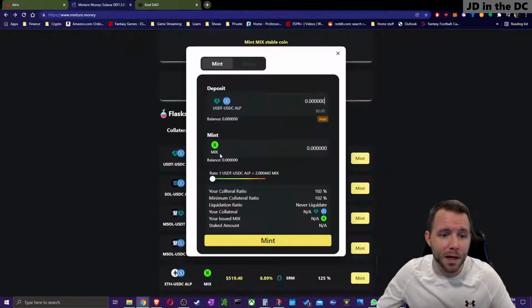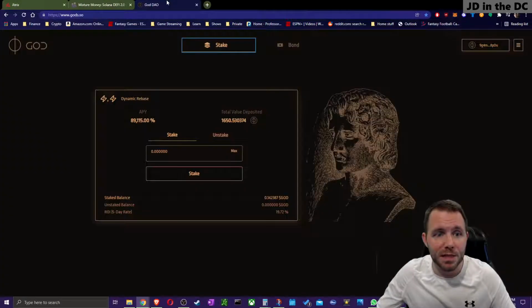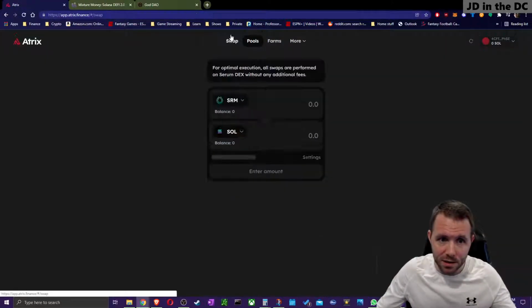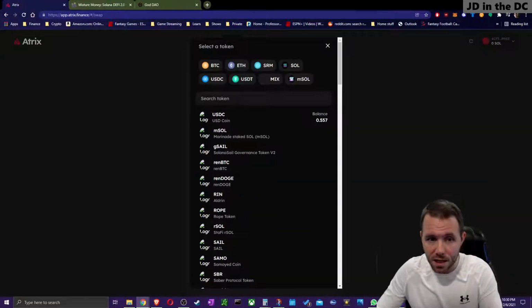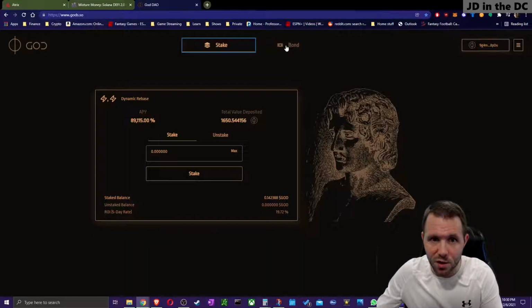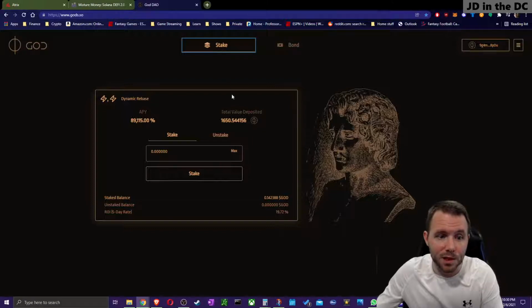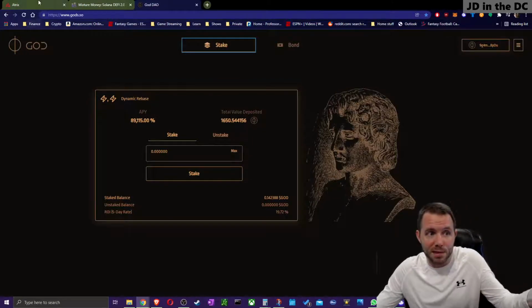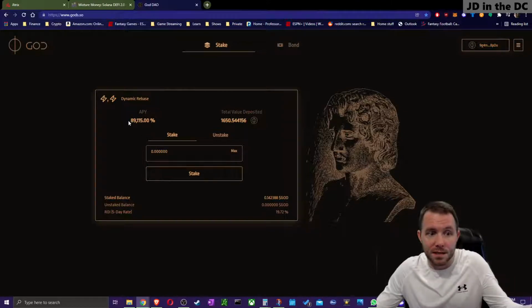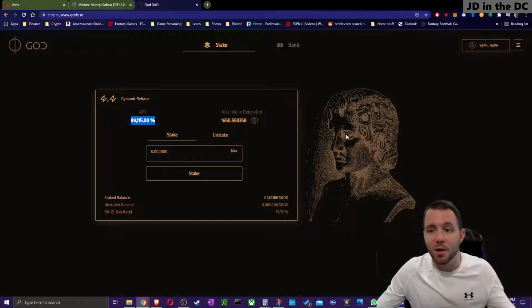So remember, we got Mix out, right? 1,900 something Mix. You can come over here, and actually on Atrix, they now have the God token available to swap, so that's good. And then also, you could just go out, buy some of that God token and just stake it right here and start getting this 5-day ROI, this crazy APY. You can just start right off the bat like that.